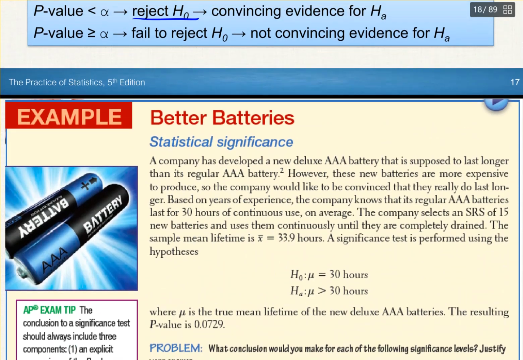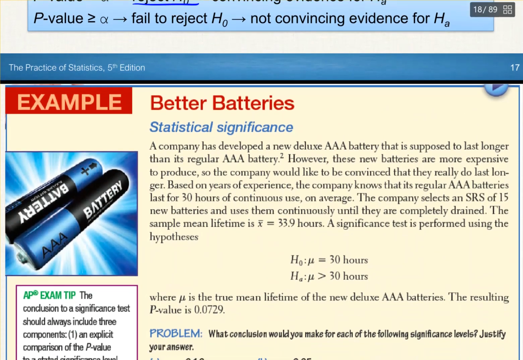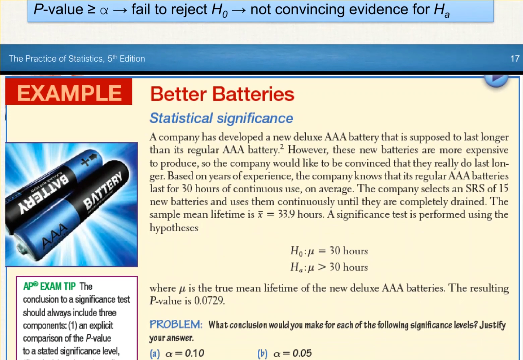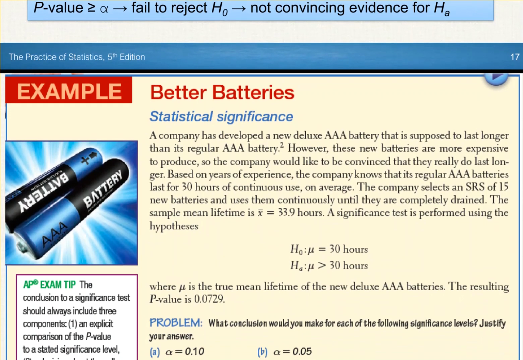So let's take a look. Let's try and keep the answer hidden here. A company has developed a new deluxe AAA battery that is supposed to last longer than its regular AAA battery. However, these new batteries are more expensive to produce, so the company would like to be convinced that they really do last longer. Based on years of experience, the company knows that its regular AAA batteries last for 30 hours of continuous use on average. The company selects an SRS of 15 new batteries and uses them continuously until they are completely drained. The sample mean lifetime is x bar equals 33.9 hours.